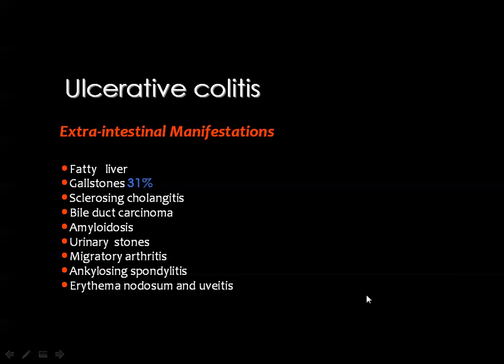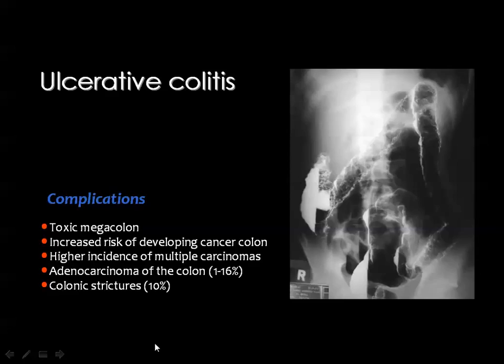As I have said, these are the extra-intestinal manifestations of ulcerative colitis, including fatty liver, gallstones, sclerosing cholangitis, bile duct carcinoma, amyloidosis, urinary tract stones, migratory arthritis, ankylosing spondylitis, and erythema nodosum. The complications of ulcerative colitis include toxic megacolon, which I will mention in a moment, and an increased risk of developing carcinoma of the colon. Ulcerative colitis is one of the predisposing factors for carcinoma, and you may get multiple carcinomas in the colon, and of course strictures in the colon are also seen together with perforation.